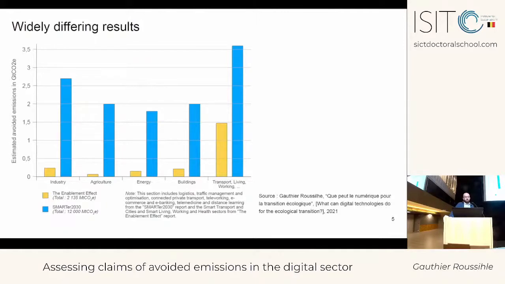But they look at kind of the same sectors, like industry, agriculture, energy, buildings. And then another one, which could be called others, which is like transport, living, walking, like ERs and stuff like that. So as you can see, they're not really agreeing, not even on the scale at which it's happening. And also in absolute value, the enablement effect estimates that digitization, thanks to mobile technologies, could avoid a bit more than 2 gigatons of CO2 equivalents, when Smarter 2030 estimates that by 2030, digitalization could help reduce 12 gigatons of CO2 equivalent. So it's definitely not the same view.